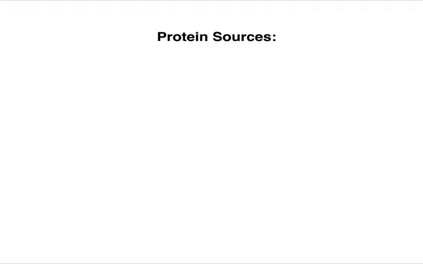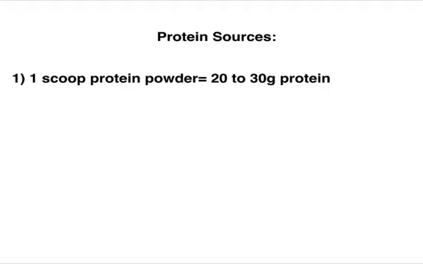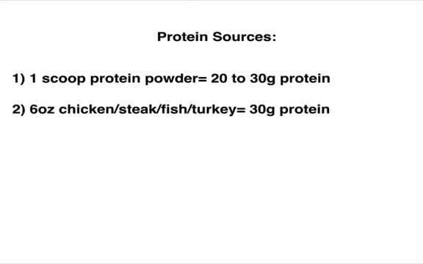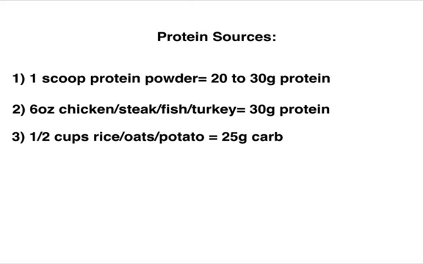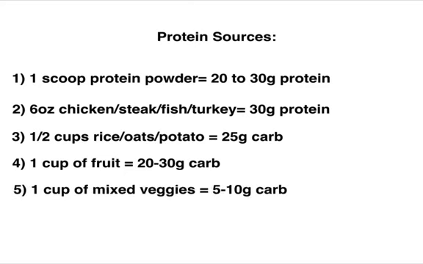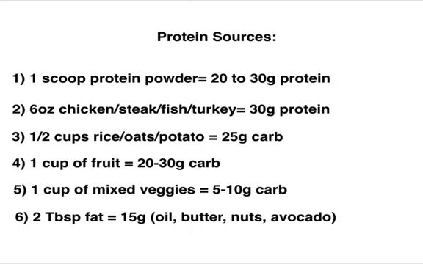Now, real quick, protein sources, just so people get this, because we're starting with protein. 1 scoop of protein powder is roughly 20 to 30 grams of protein. 6 ounces of chicken, steak, fish, or turkey is roughly 30 grams of protein. A half a cup of rice, oats, or potato is roughly 25 grams of carbohydrate. 1 cup of fruit is roughly 20 to 30 grams of carbohydrate, depending on the fruit. 1 cup of mixed veggies is roughly 5 to 10 grams of total carbohydrate. And 2 tablespoons of fat is roughly 15 grams of fat. This is just a brief cheat sheet for you.